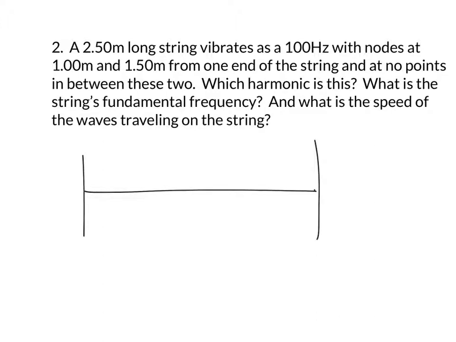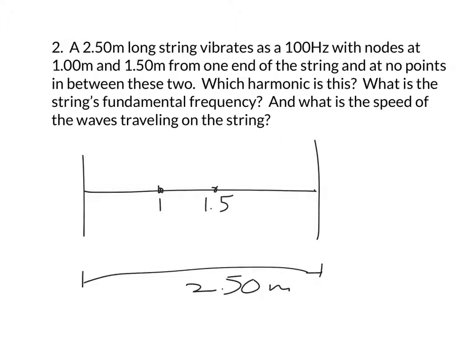So I have a string vibrating. I'll draw the wave pattern later, but right now what I'm interested in is that the whole length of the string from there to there is 2.5 meters, and then here at 1 meter and here at 1.5 meters, those are two consecutive nodes. Now there's a problem with that, because when strings vibrate, the ends are also nodes, like this, and this distance is 1, and this distance is 1, but this distance is only a half. And so there's got to be more nodes here.